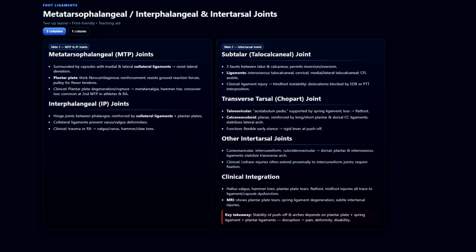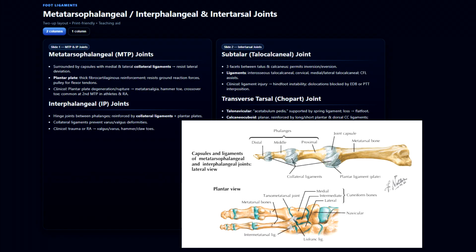As you can see in the lateral and plantar views illustrated in this figure, the phalanges are stabilized by joint capsules and collateral ligaments, just like in the hand. But the foot, unlike the hand, has to resist body weight with every single step. That means its capsules and ligaments are reinforced differently, designed to prioritize stability under load while still allowing the fine movements necessary for balance and propulsion.